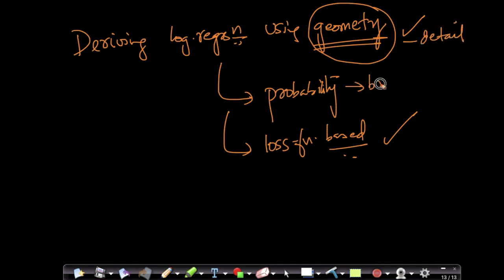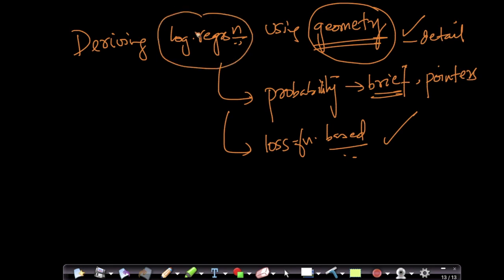We will cover the probabilistic approach in brief, right? And I'll give you some pointers for those of you who want to understand deriving logistic regression from basic principles of probability. You can do that. The loss function approach we'll go into in detail, by the way.